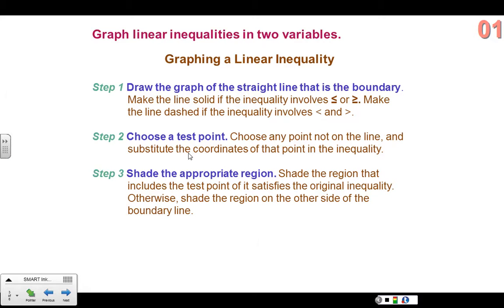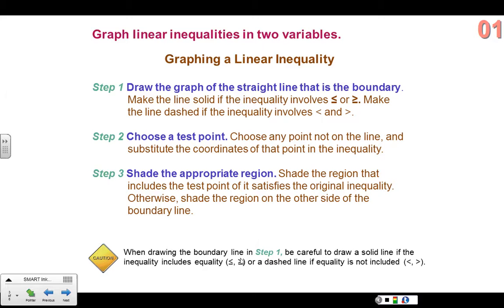Choose a test point. Choose any point not on the line and substitute the coordinates of that point into the inequality. Shade the region that includes the test point if it satisfies the original inequality. Otherwise, shade the region on the other side of the boundary.